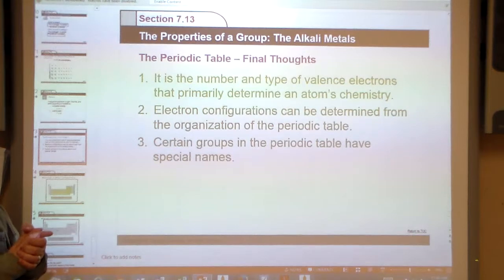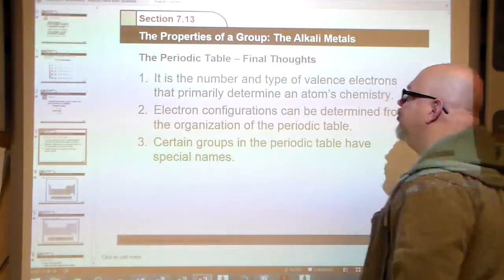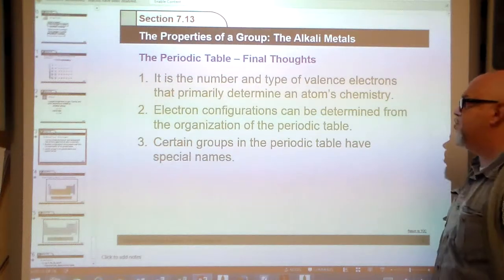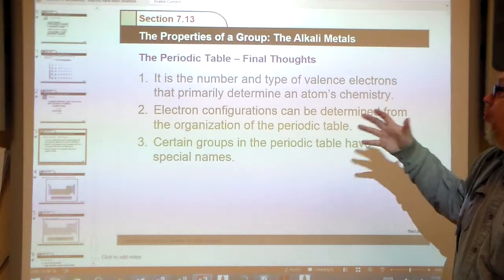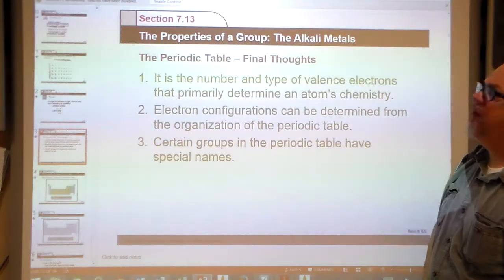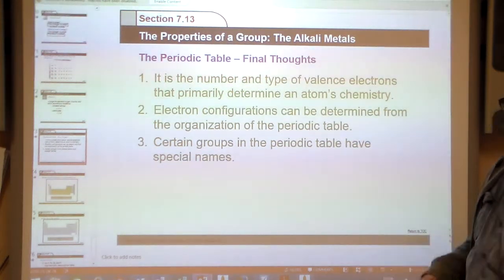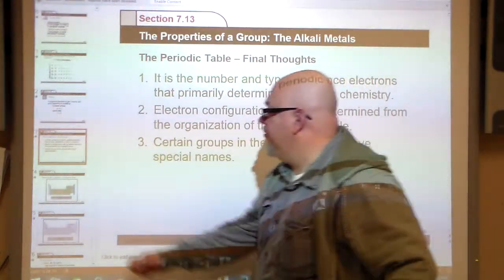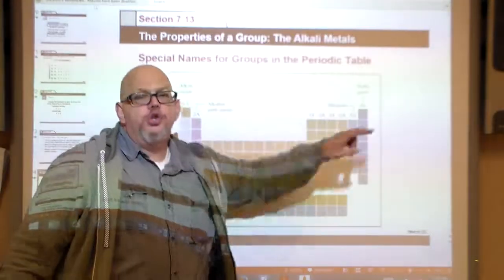Final thoughts as we're wrapping up here. Think about this, guys. I've always made a big deal about valence electrons. The number and type of valence electrons primarily determine the atom's chemistry. We can look at the electron configurations based on the organization of the periodic table. And of course, certain groups in the periodic table have special names like the halogens, the noble gases, the alkali metals, and the alkaline earth metals. Those four you should be able to know.